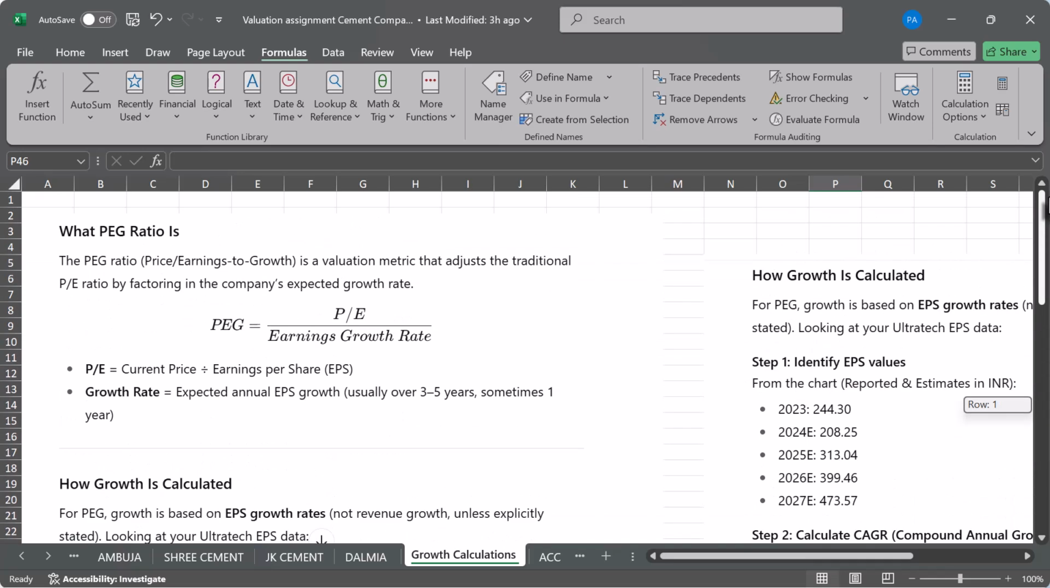Now, what is our PEG ratio? Just read this summary. Mananya, can you read? We are going to have a break after this. Can you read this?